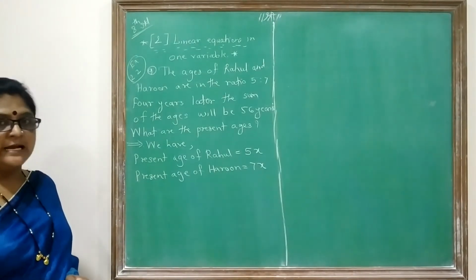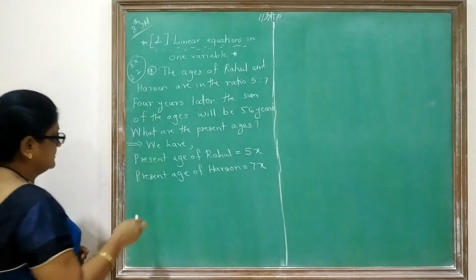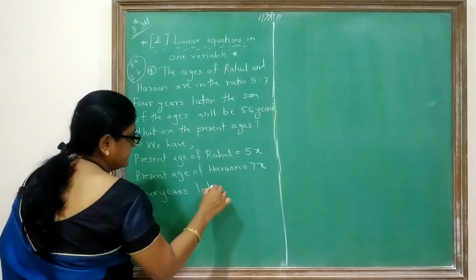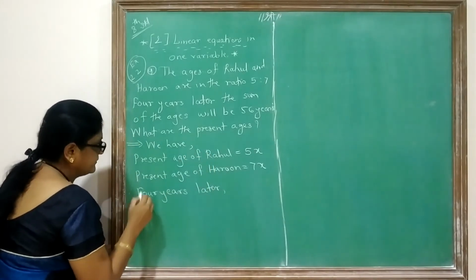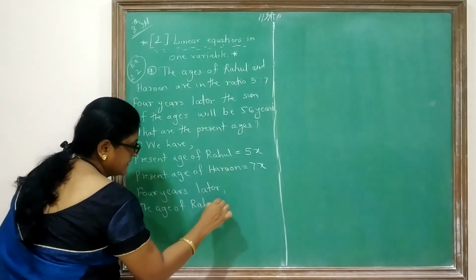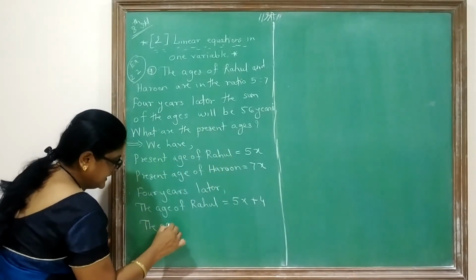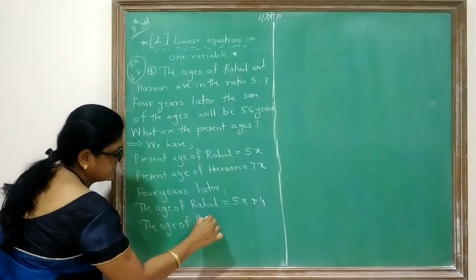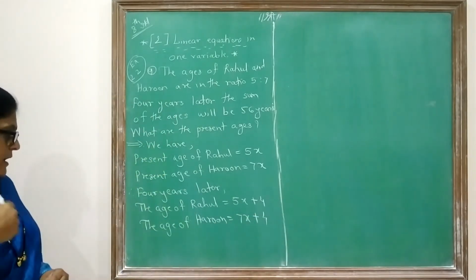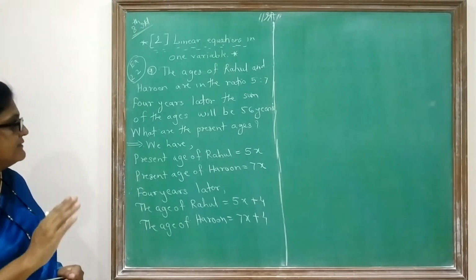Then 4 years later means 4 years after. Then you will write here 4 years later. Then the age of Rahul equal to 5x plus 4. And second is the age of Varun equal to 7x plus 4. Because after 4 years, you will add here 4. Means 5x plus 4 and 7x plus 4.